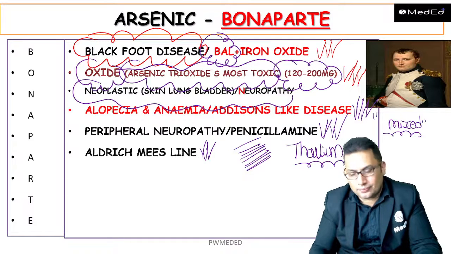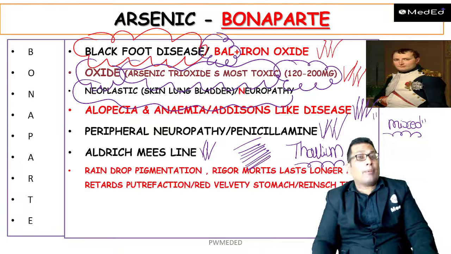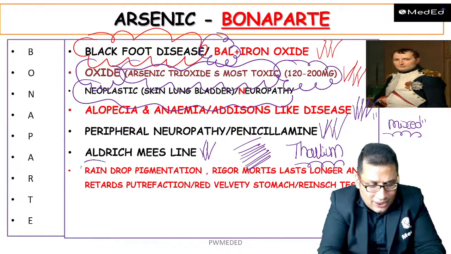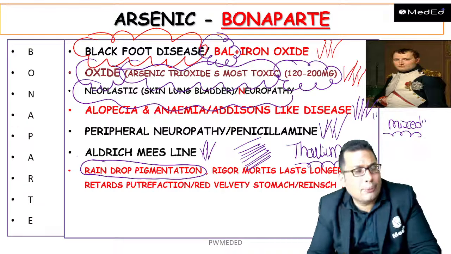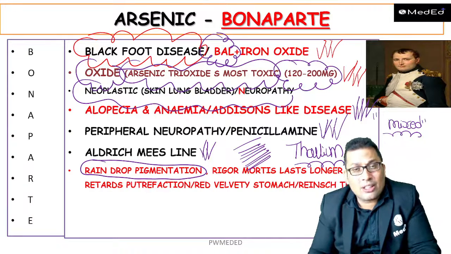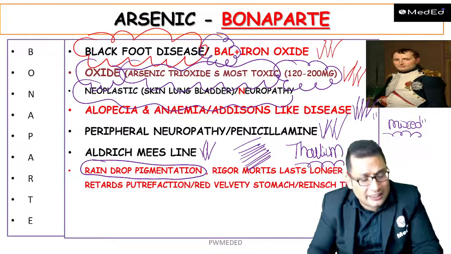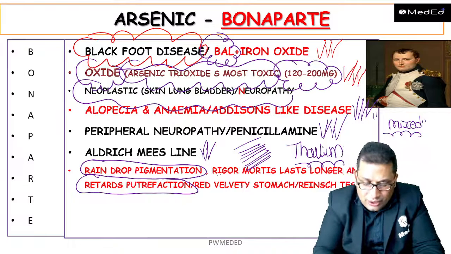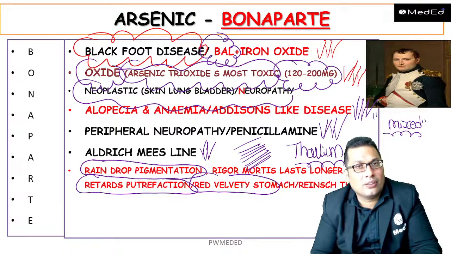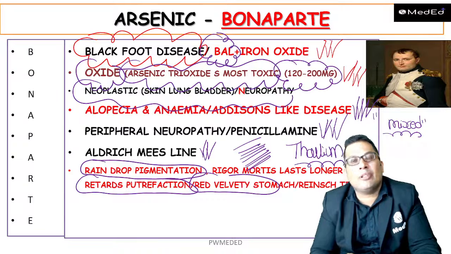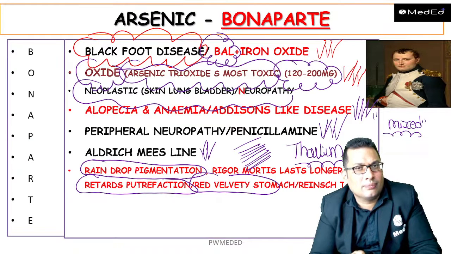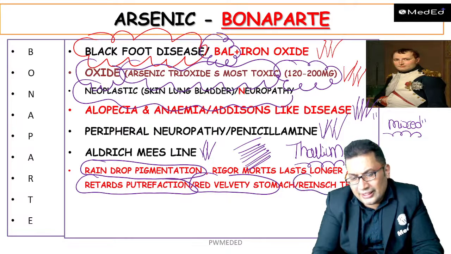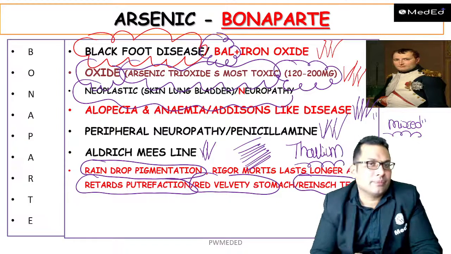Then R is for raindrop pigmentation, one of the very specific findings in arsenic poison. One more R in the mnemonic for arsenic: rigor mortis lasts longer because of inhibition of enzymes. It retards putrefaction because of inhibition of enzymes. There can be a red velvety stomach, very commonly asked. Red velvety stomach is seen in arsenic poison. Leathery stomach is seen in carbolic acid poison.